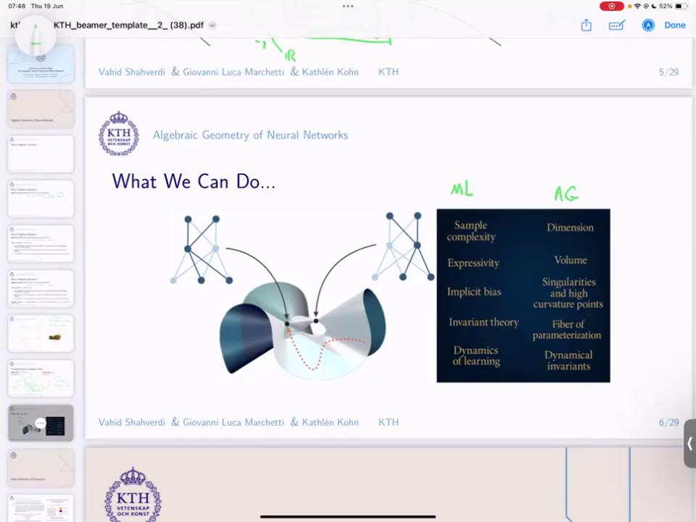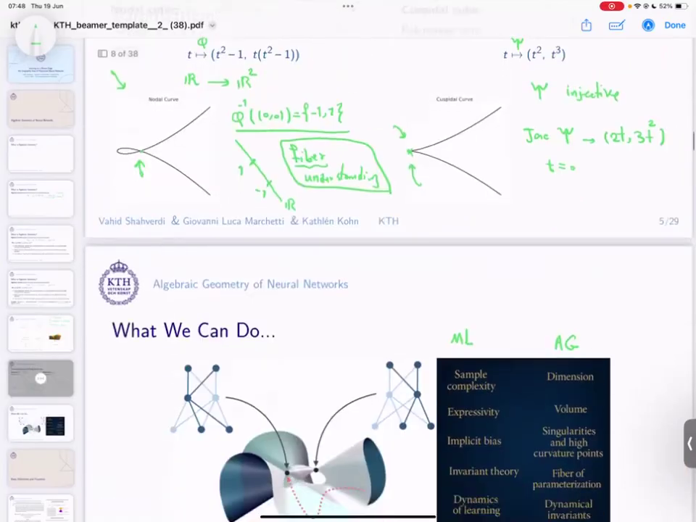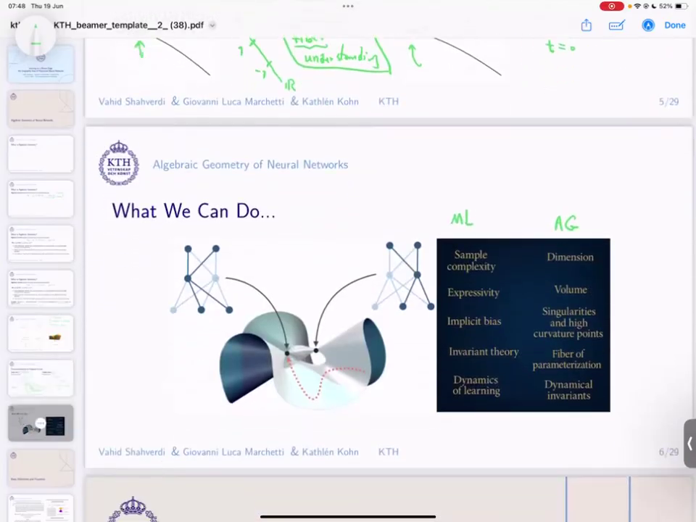So I talked to you about this dimension, volume, singularities, fiber of the parameterization. And I didn't discuss this dynamical invariance, so it's not the main point of the talk today. But on the left, we have these concepts in machine learning, like sample complexity, how many samples you need so that your network generalizes well. Expressivity, which means basically how much your network can learn. Implicit bias, it means that your network has a tendency towards specific functions. And this topic about geometric deep learning, so that you want to understand this invariant theory.